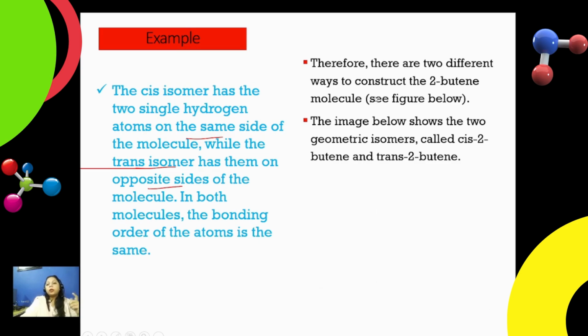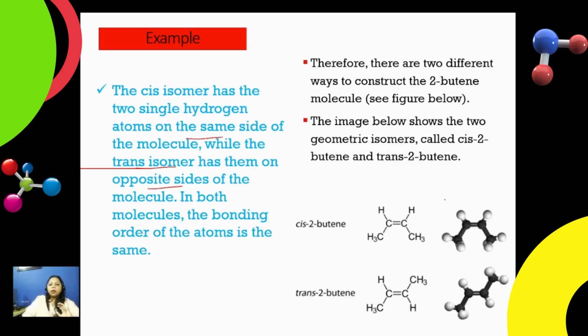Therefore, there are two different ways to construct 2-butene. Let's look at how we can make it. For example, if we consider this as a single chain, you can easily see this one has carbon number 1, carbon number 2, carbon number 3, and carbon number 4. So this would be named butene. And where is the position of the carbon double bond? It's at 2. So we name it 2-butene.